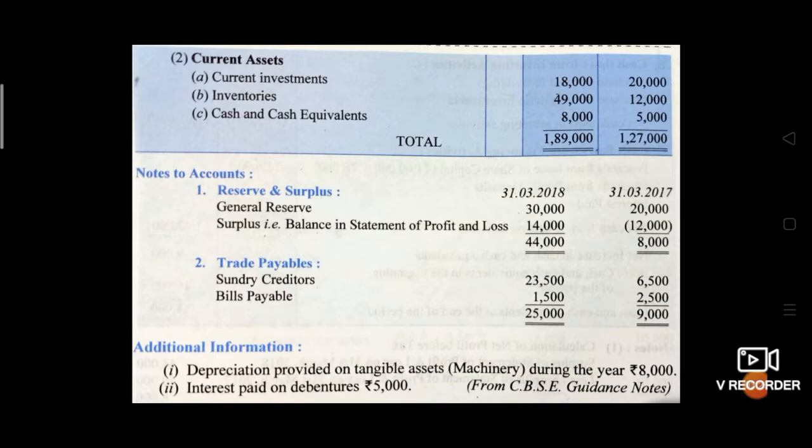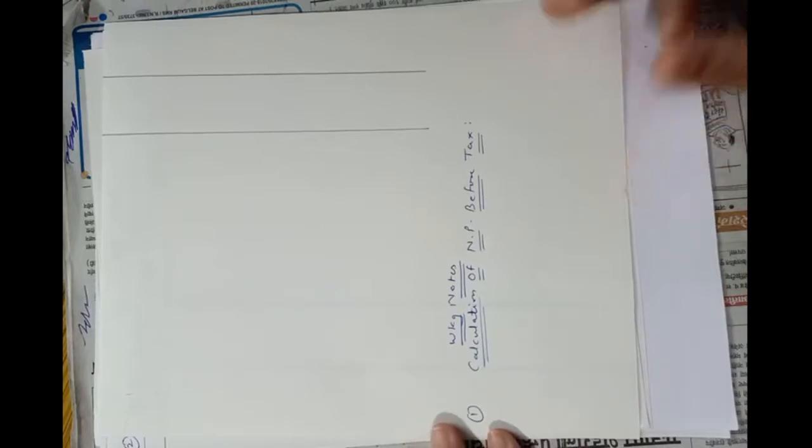Okay, so now let's prepare cash flow statement. For that we have to calculate first net profit before tax, then we will prepare machinery account, that is fixed tangible assets account, to find out the purchase of machinery, and then we will prepare cash flow statement. Okay, so now let's start. So now we will prepare cash flow statement for the year ended 31st March 2018 of ABC Limited. First we have to calculate net profit before tax. So here we will calculate net profit before tax.